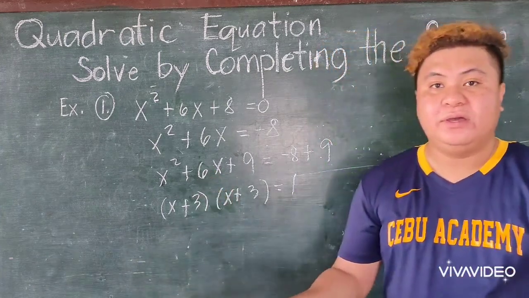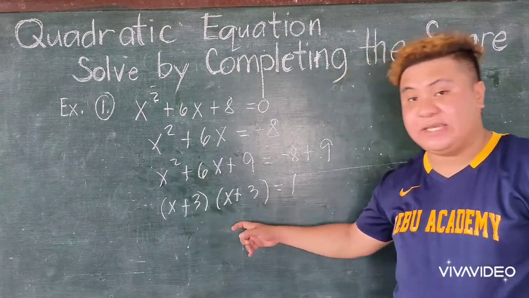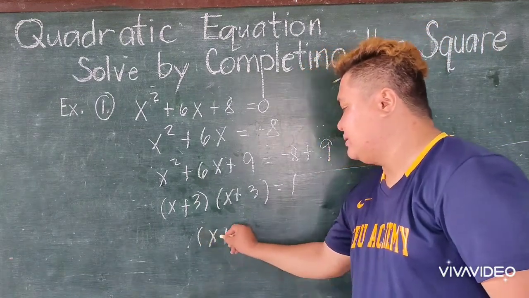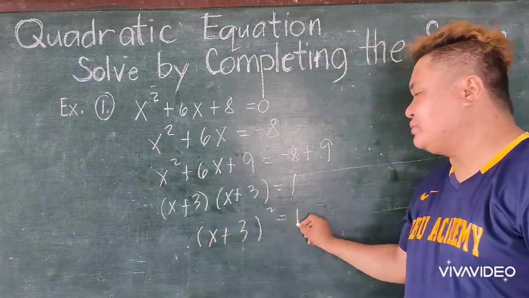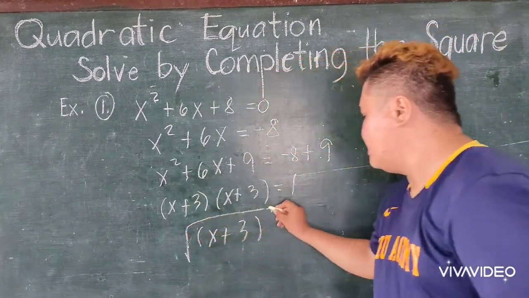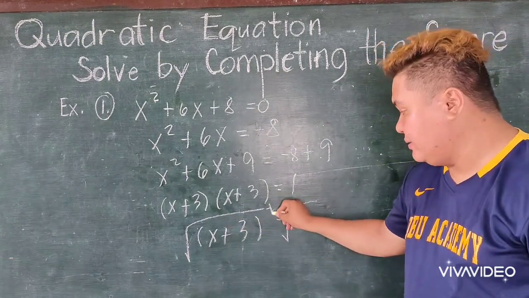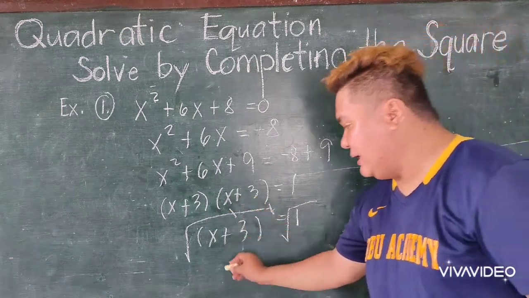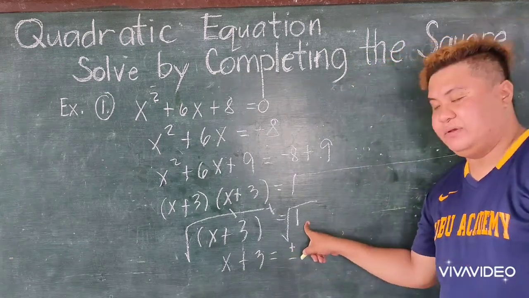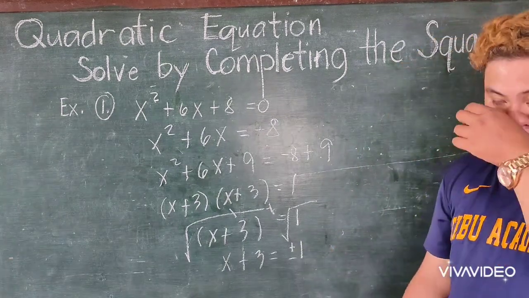Since we now have its factors and they are the same, we're going to write it as a square. So we have x plus 3 squared equals 1, and then we will apply the square root method. We put the square root on both sides. Since this is a square and this is a square root, they cancel out. What remains is x plus 3 equals plus or minus the square root of 1. The square root of 1 is 1, since 1 times 1 is 1.